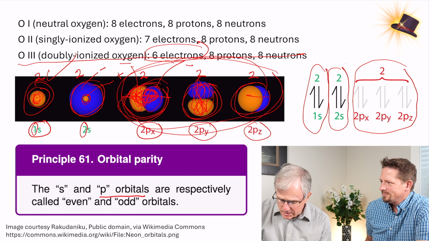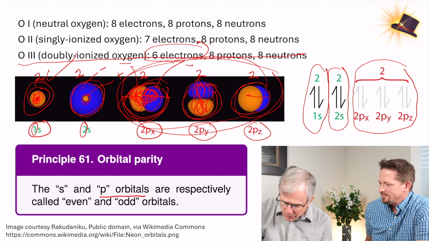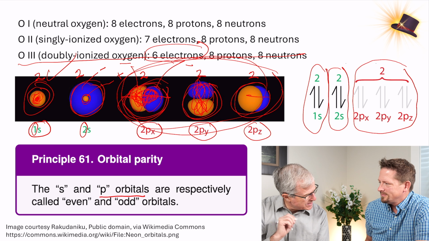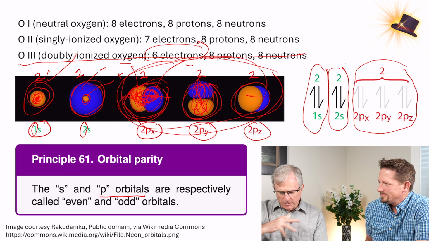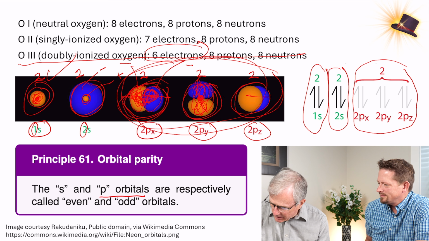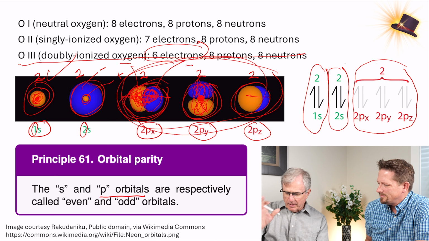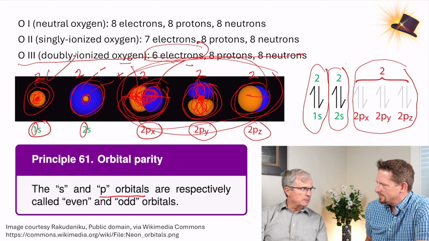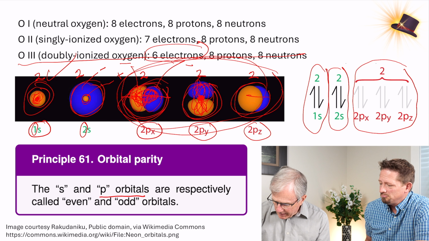The nucleus, where the protons and the neutrons reside, is right there at the center, and the electron is orbiting around in a symmetric way. Same thing here. The protons and the neutrons are right at the center, and this 2py subshell describes how the electron spends its time around the nucleus. Okay, even and odd.